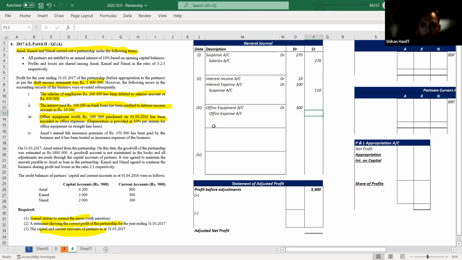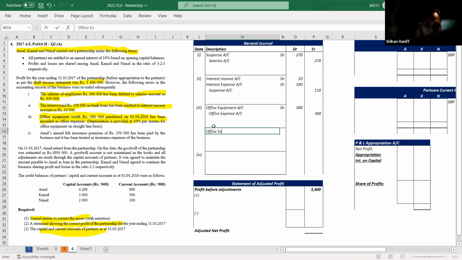300. So that is a correction of the office expenses. And we need to provide a further 10% depreciation. Once you transfer to the office equipment, we have to provide depreciation. 1st of April is the purchase date. Year end is 31st March 2017. So one year depreciation should be provided.